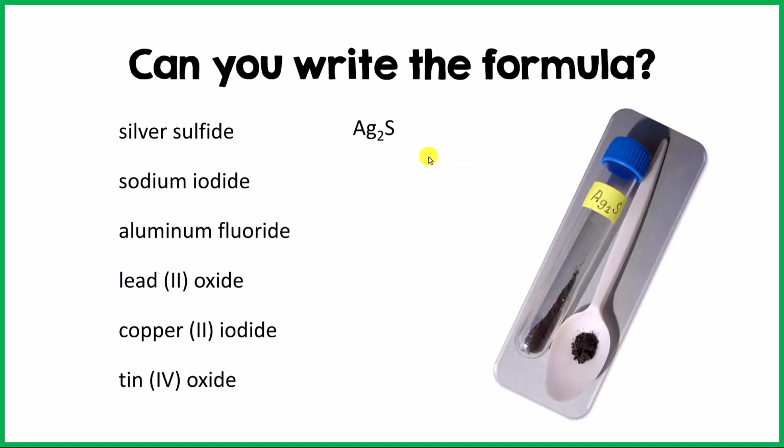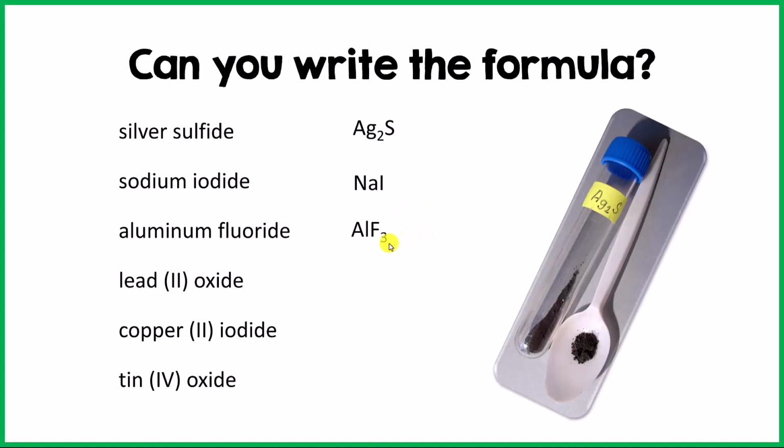Okay, first one, silver sulfide. Silver has a +1 charge, and so it takes 2 of those to compensate for the -2 charge of sulfur. Sodium iodide is going to be NaI. That one's a type 1, so that's pretty straightforward.